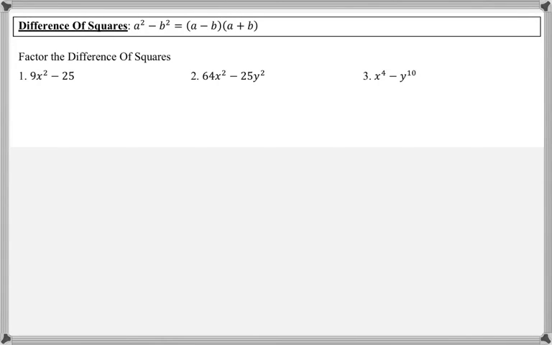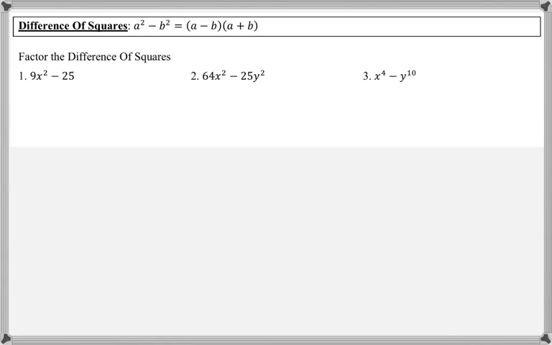Section 6.3 is on factoring special forms. Our first special form is the difference of squares. The difference of squares is when we have two perfect squares and they're being subtracted. They each need to be perfect squares, and it does need to be subtraction. It can't be addition.